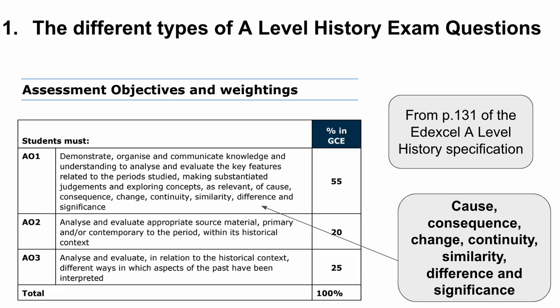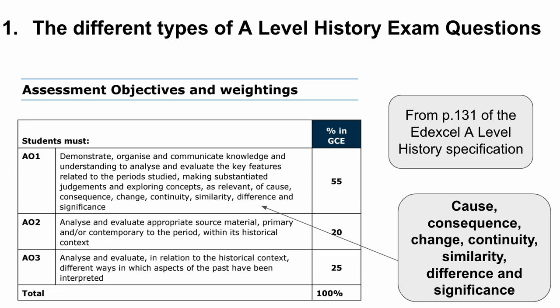So this is actually hidden away on page 131 of the edXL A-level history specification. And as part of assessment objective 1, it talks about these key concepts: cause, consequence, change, continuity, similarity, difference, and significance. And as you can see, this is 55% of the history A-level. The marks are made up of AO1. So it's really important that you've got an understanding of this. So these are the key concepts.